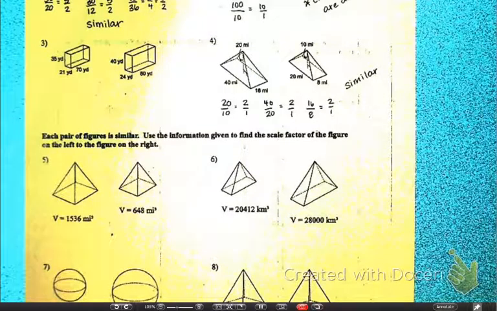Questions on determining if those figures are similar? No? Okay.